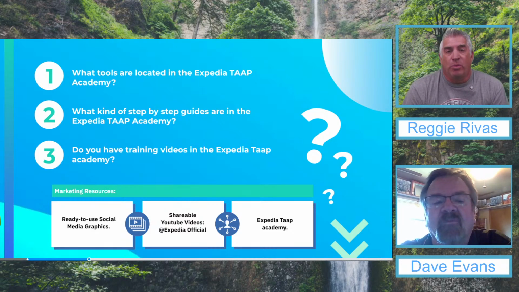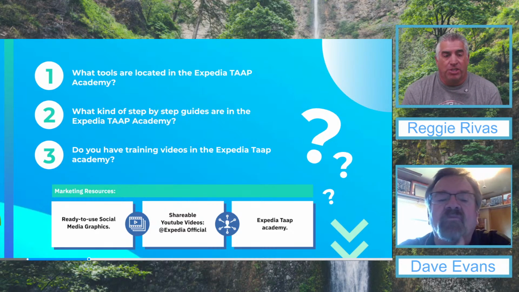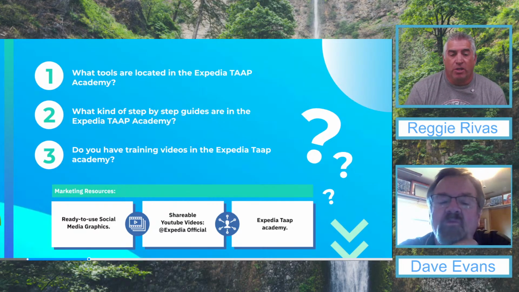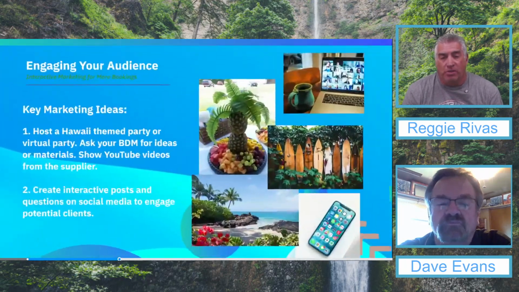Fantastic. So marketing resources for you Evo agents: ready-to-use social media graphics are there, shareable YouTube videos at Expedia Official, as well as Expedia TAAP Academy. So use all these marketing resources, you guys.